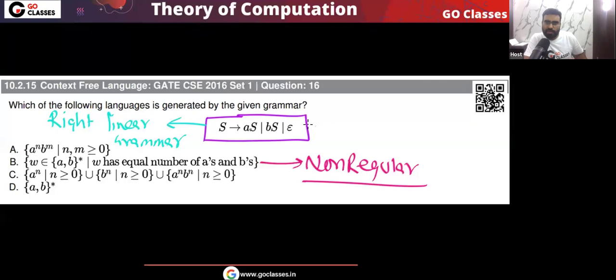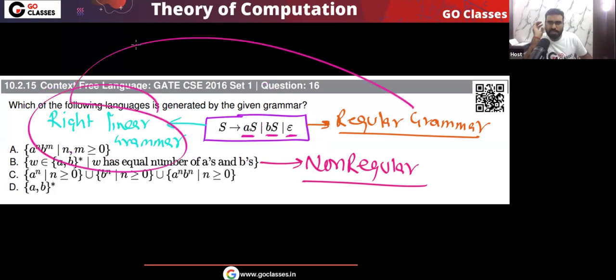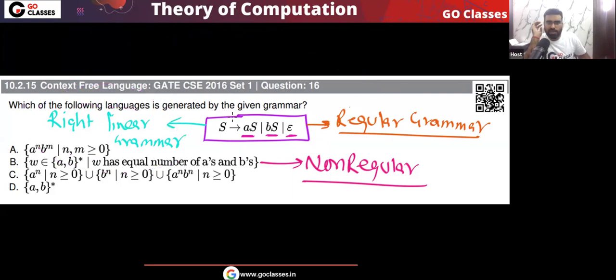Every right linear grammar is regular grammar. So actually, this is regular grammar, so the language must be regular. Yes or no? Because this is regular grammar and right linear grammar. You can see every production, every rule, has at most one variable on the RHS, and that variable is on the rightmost position. So this is right linear grammar. Every right linear grammar is regular grammar, and regular grammar will always generate regular language.